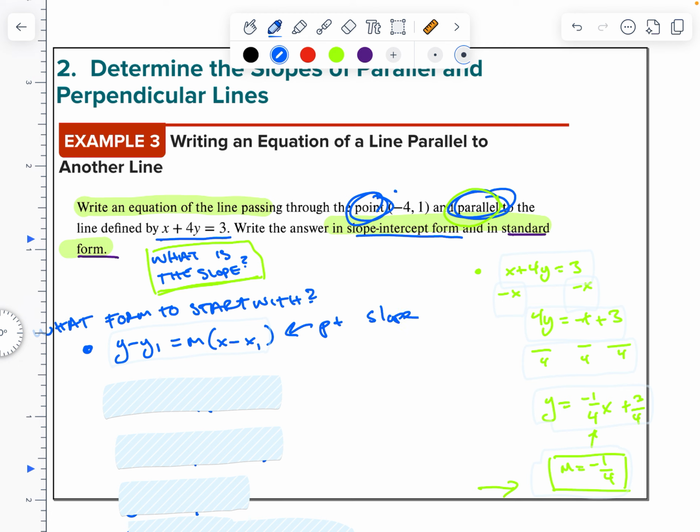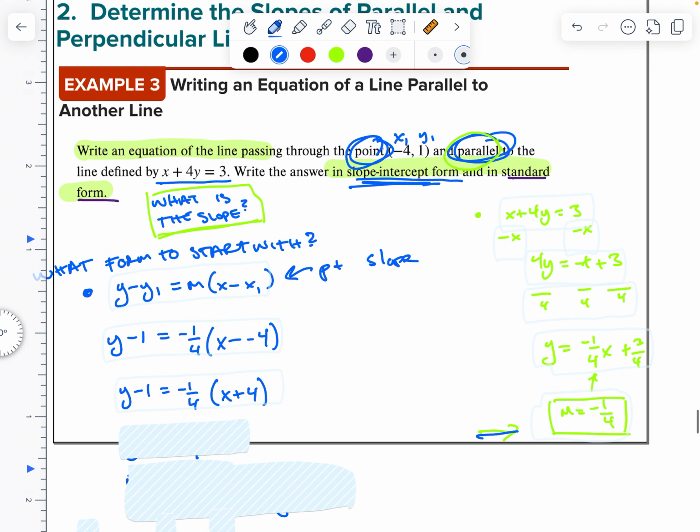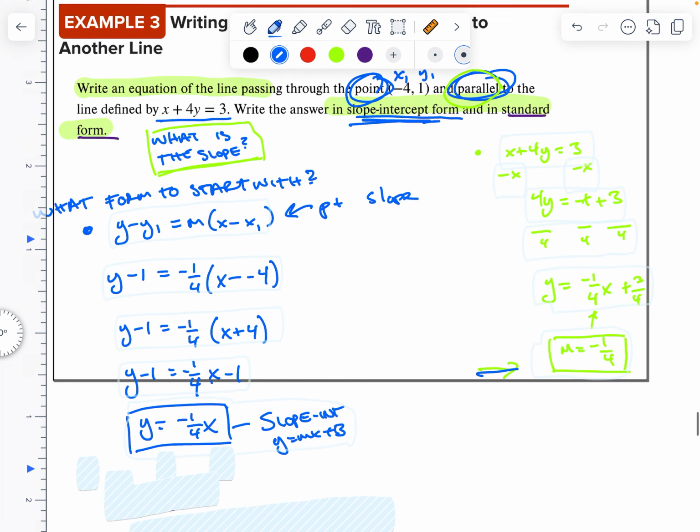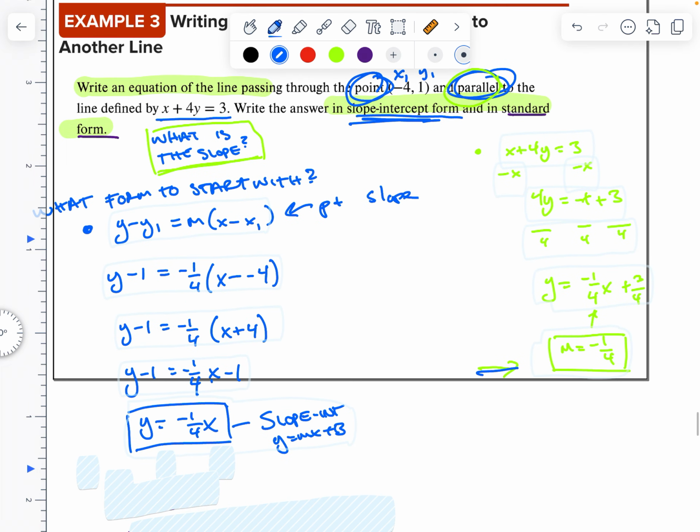Sub in the information that we know, that's x1, that's y1, and there's our m. And we want to eventually get it into slope-intercept form. So we want to get y by itself. Simplifying, we can add the 1 to both sides. It says we also want to get it into standard form, which is ax plus by equals c. So we want to eventually get it also into ax plus by equals c.